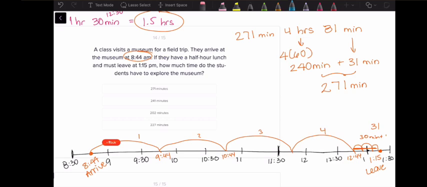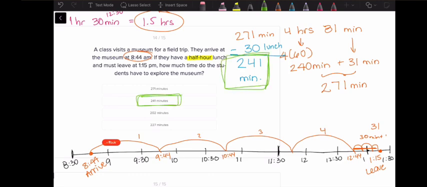Now let's start deducting. Oh, I'm sorry. We have to deduct the half hour that we're going to need to eat. So be careful. They put that 271 there to make you think, oh, you're done. But no, you're not done, because there's a half hour lunch. You've got to eat. So you're going to subtract 30 minutes for lunch, and you're going to be left with a total of 241 minutes for the students to run around the museum and explore. 241 minutes.